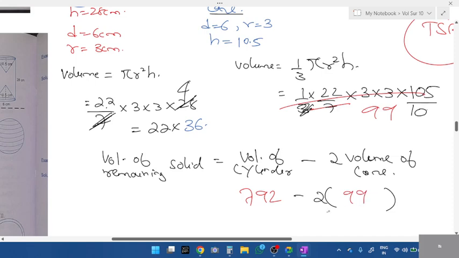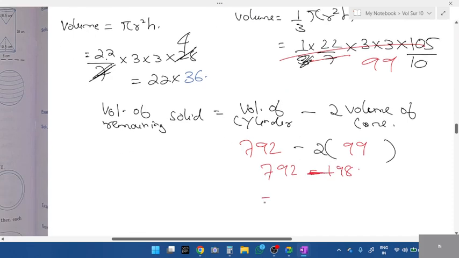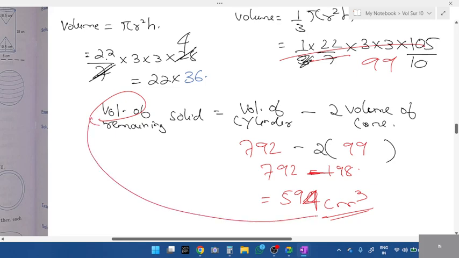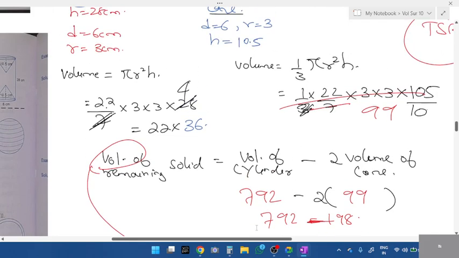2 into 99 is how much? 200 minus 2. 198. 198 minus. So even if it is 200, you get 592. 590. Is it 590? Sorry, 594. 2 plus 2, 4. 590 or 594, students? Centimeter cube, because we are finding the volume. 3 marks question.